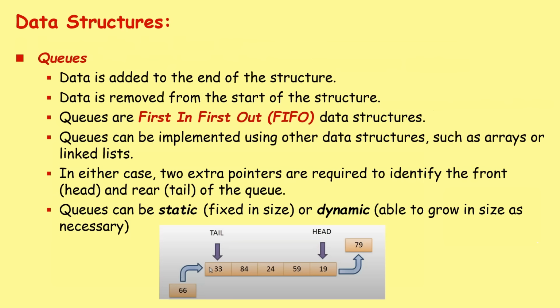Queues. Data is added to the end of the structure. Data is removed from the start of the structure. Queues are a first in, first out data structure. Queues can be implemented using other data structures such as arrays or linked lists. In either case, 2 extra pointers are required to identify the front or the head of the queue and the rear or tail of the queue. Queues can be both static and dynamic.